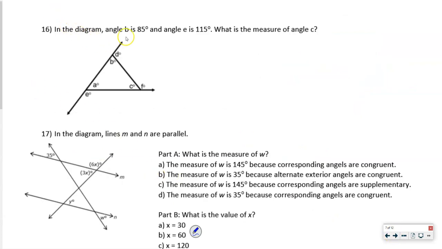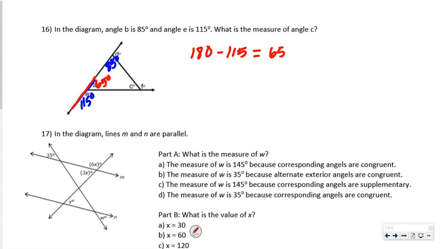So it says in the diagram, angle B is 85. So let's go ahead and label that 85. And then it says E is 115. Now, hopefully you notice that these two angles form a line right there, right? You guys notice that? Those two angles form a line. So we're going to go 180 minus 115. That's going to give us angle A. That's 65. So we're going to put that 65 right there.